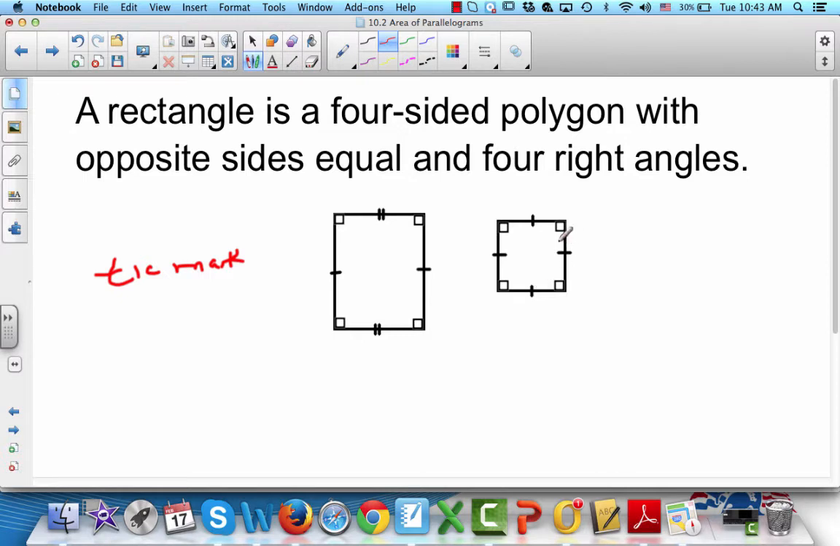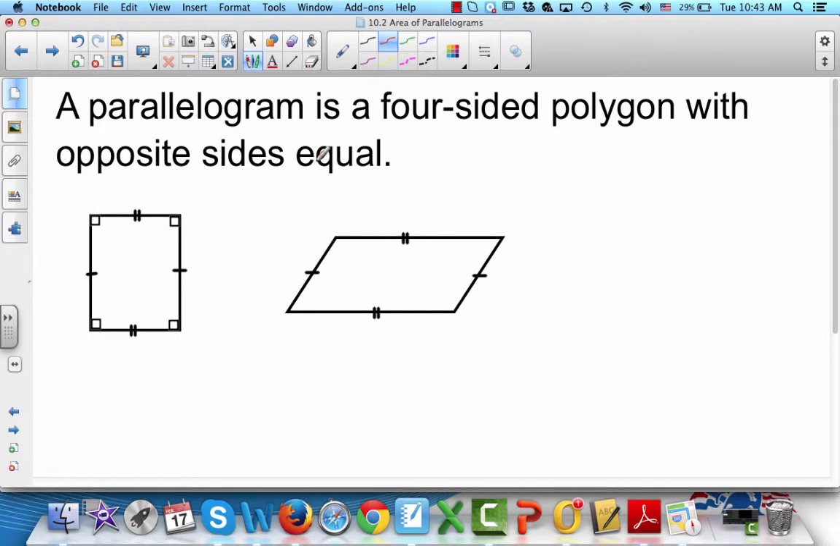And another name for this one is a square, but it's also a rectangle because opposite sides are equal. It's just a special kind of rectangle because all the sides are equal. But it satisfies the requirements of being a rectangle also. What we're studying is parallelograms. And a parallelogram is a four-sided polygon with opposite sides equal.